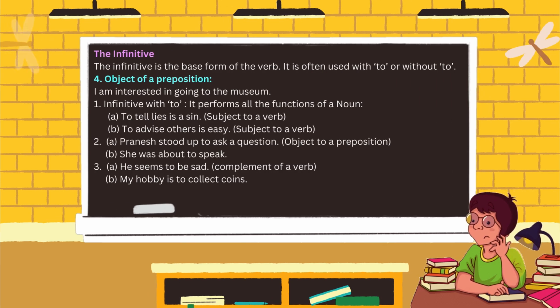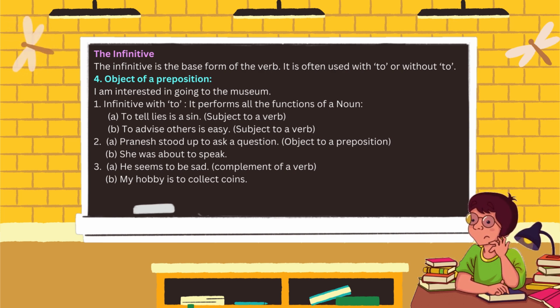The infinitive. The infinitive is the base form of the verb. It is often used with to or without to. 1. Infinitive with to. It performs all the functions of a noun. A. To tell lies is a sin. Subject to a verb. B. To advise others is easy. Subject to a verb.